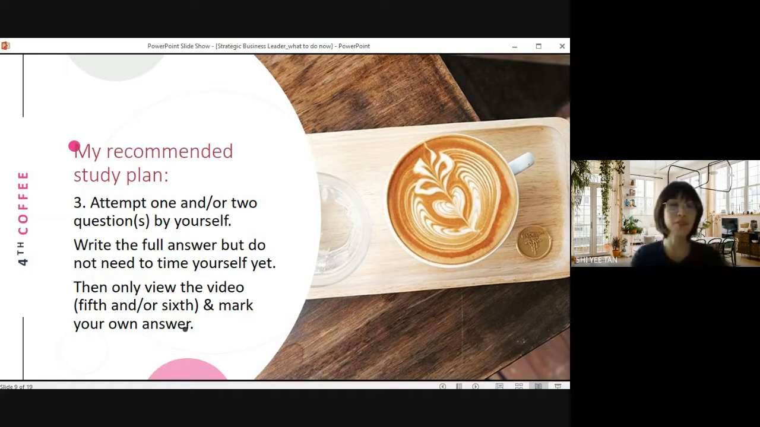It can be the 5th or the 6th one, or whatever count it is, and mark your own answer. It means still the same. You compare whatever is explained in the video with your answer. So you do the marking on your own answer.